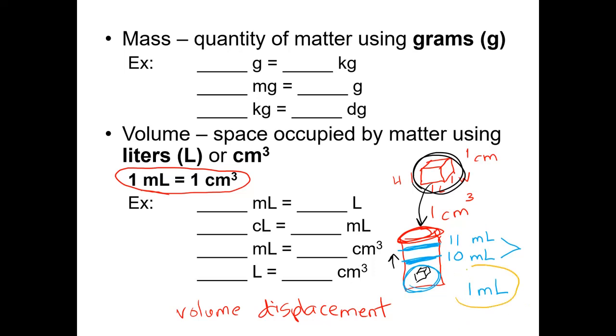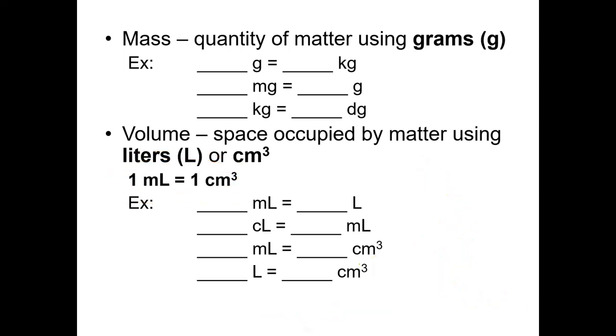Now I want you to notice it's the exact same object. So my volume right here is the same as the volume that I got up here from multiplying the length times the width times the height. And so because of that, over here, 1 milliliter is the same thing as 1 centimeter cubed. Okay, make sure you're comfortable with that and you know that for our quizzes and our tests.